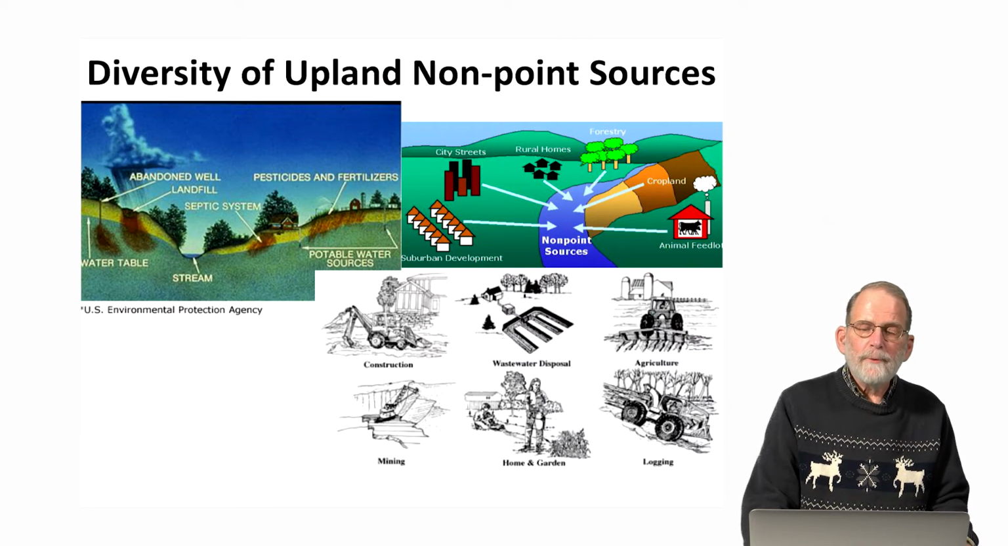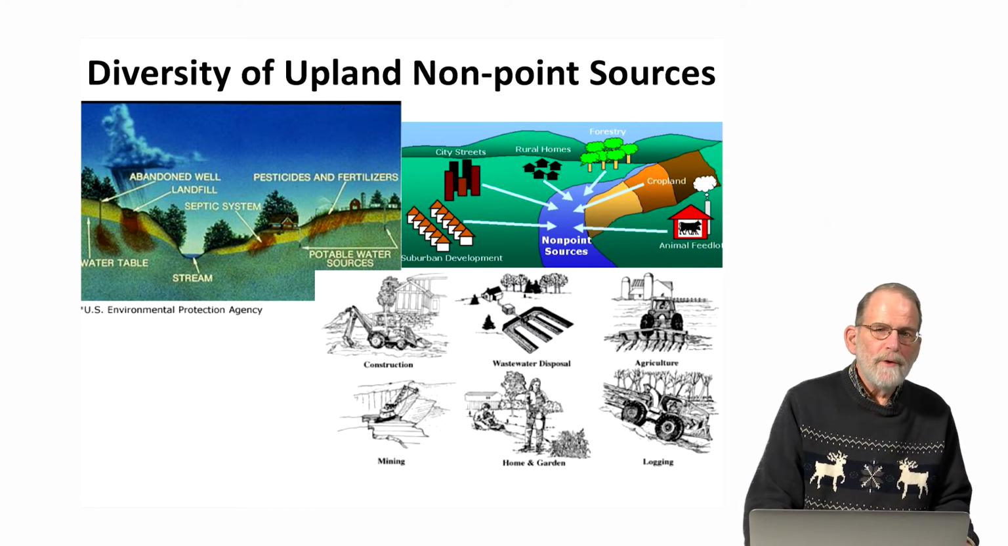We can talk about a wide assortment of non-point sources. The diagram in the upper right talks about suburban development, city streets, rural homes, forestry activities, animal feedlots, and cropland as being examples of non-point sources. They are diffused throughout the landscape. The contaminants are coming out of a subdivision, but not from any one particular house. They're coming out of the entirety of the subdivision.